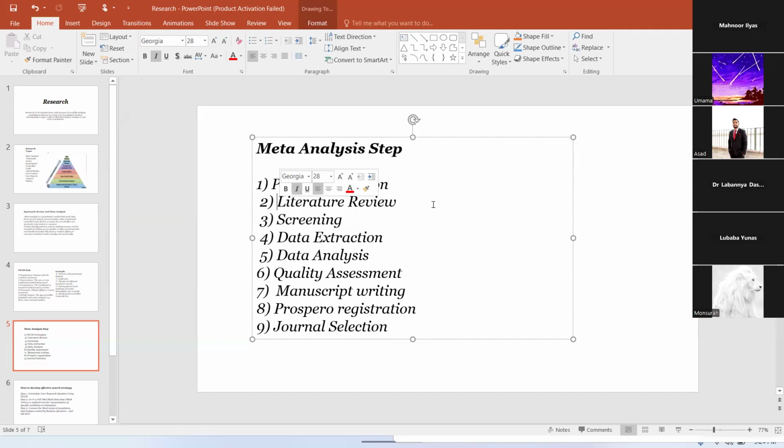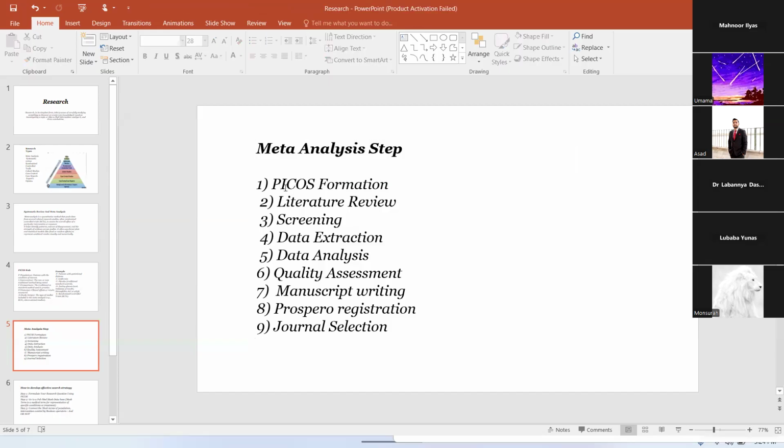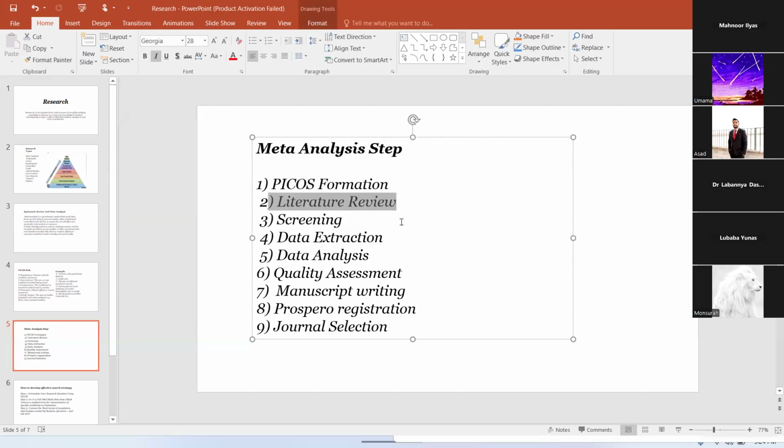Once you form your PICO, the next thing is literature review. You have to search the literature.